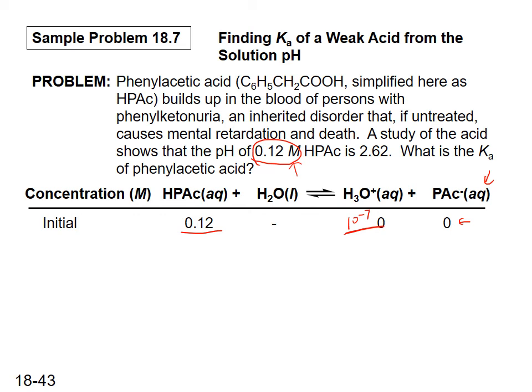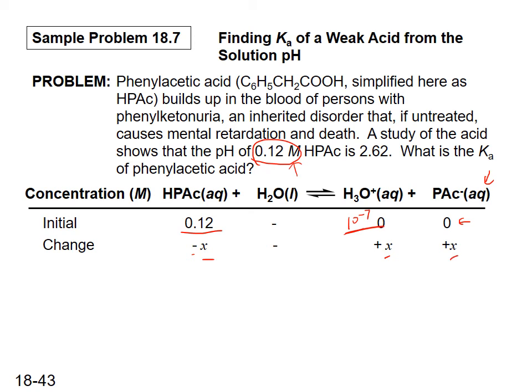Now this is the same as we did in the last chapter, so please go over the skills to write this table, okay? Next, what's the next row? The next row is the change, and so we assume the acid change is X because it's consumed, so we put a negative sign, and it generates X amount of hydronium ion, X amount of anion.